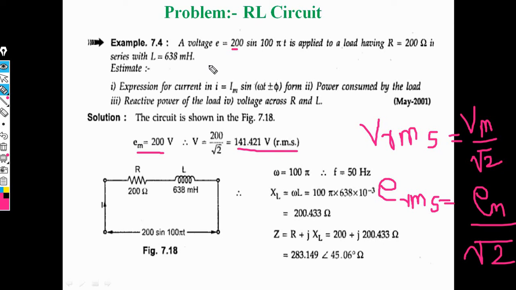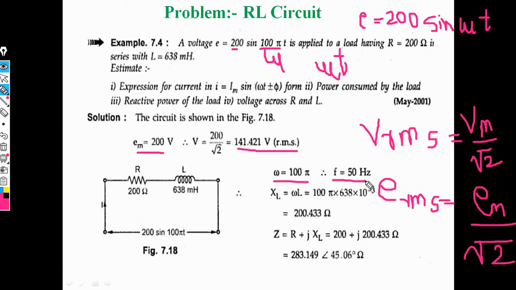But here omega is there. Omega is given, E is equal to sin omega t, where omega is given as 100 pi, and frequency is 50 Hz.